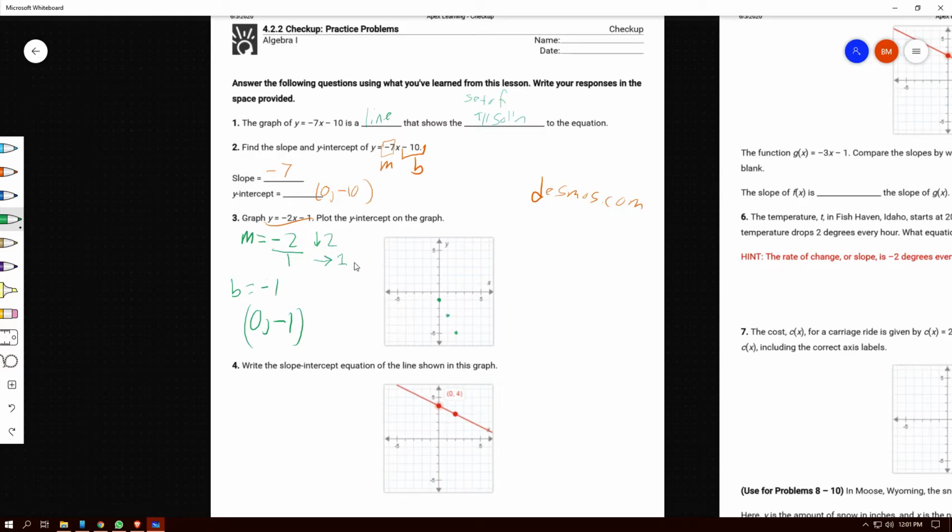Another way is I can reverse this. I can go up 2 to the left 1. 1, 2. So I can go backwards as well. And then I can just connect. And there is the graph of that equation, which again, we can use Desmos to make our life a little easier on us.